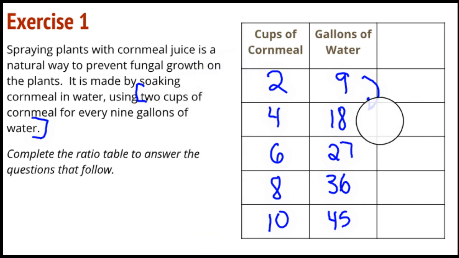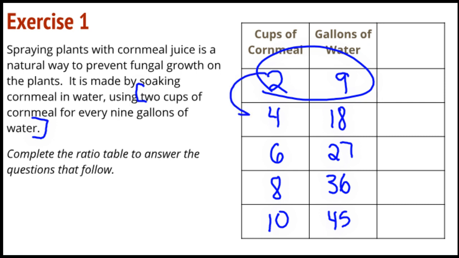Now remember, that's called scaling up. When I have started with a ratio and I have multiplied to increase the parts. I started with 2 cups and 9 gallons of water, and I said, oh, that's not going to be enough. I need more mixture. So I doubled the recipe. Have you ever made cookies and doubled the recipe? That's scaling up. So we have scaled up here. So we have multiplied by a whole number to scale up.